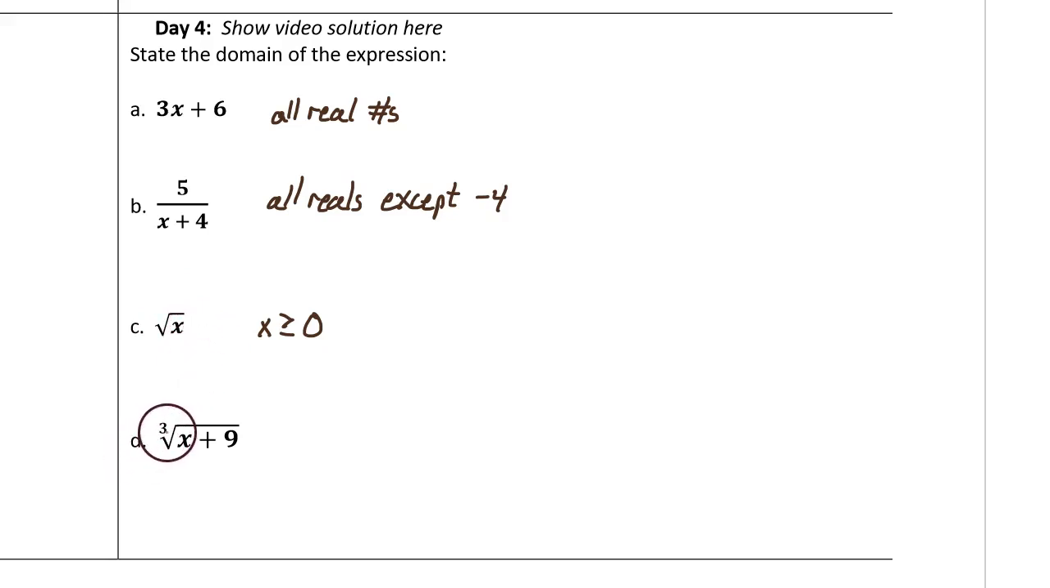Question D, the cube root of x plus 9. This time x can be any real number. So the domain is all reals. It's possible to take the cube root of a negative number. You get a negative answer. The cube root of 0 is just 0, and the cube root of positive numbers are positive answers.